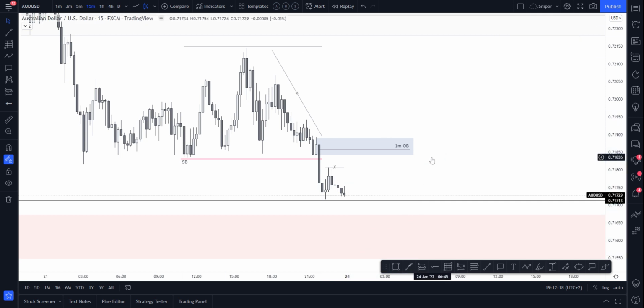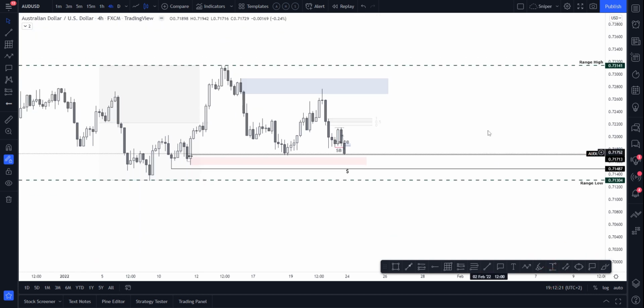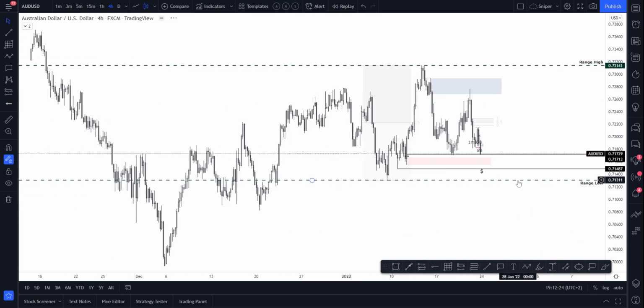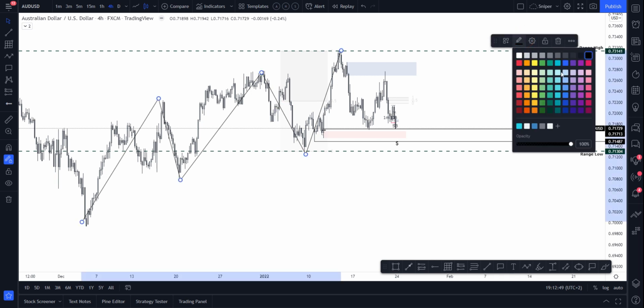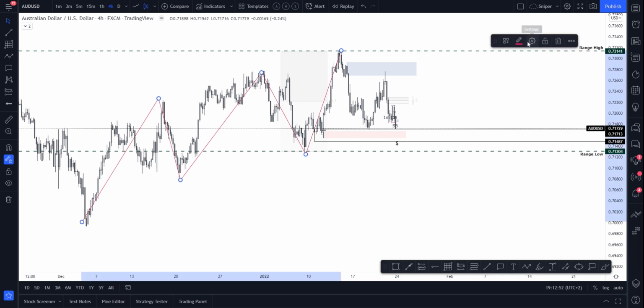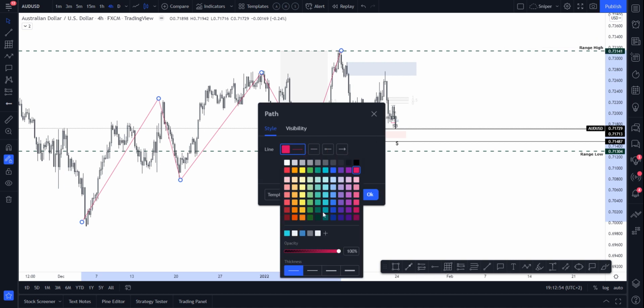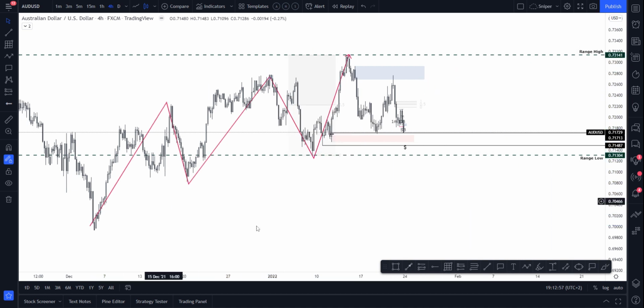Something I just want to show you on the 4-hour with regards to market structure. So let's just zoom out a bit. If you just look at price like this, if we use this tool, and we're just going to start drawing. Let's make it a different color and make the line a bit thicker. Okay, so what I'm looking at here is a structure.